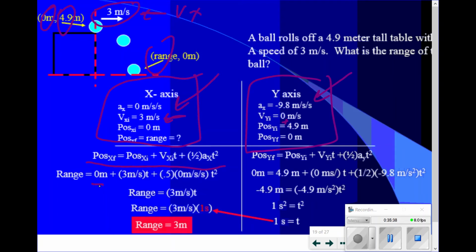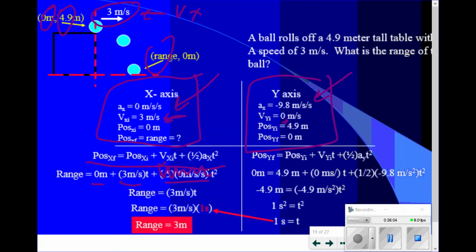I know my initial position is 0 for the x-axis. I know my initial velocity is 3, and I have an acceleration of 0 for the x-axis. This equation reduces down very easily to range is equal to 3 meters per second times t. So all I have to do is take the time, multiply it by 3, and there's my range. Problem is I don't know the time. I have to solve for it.